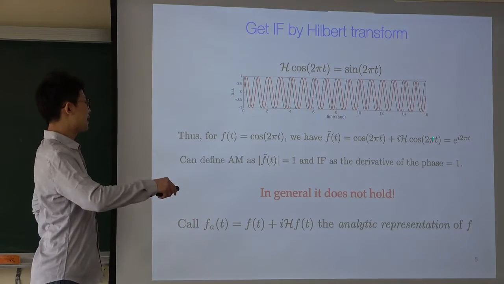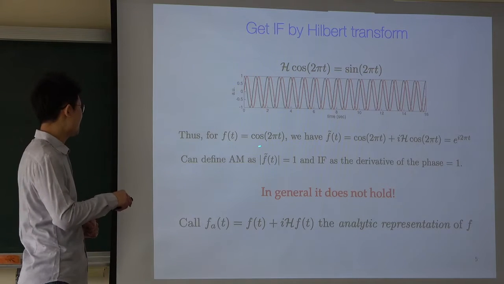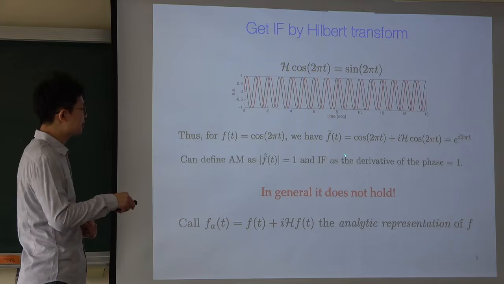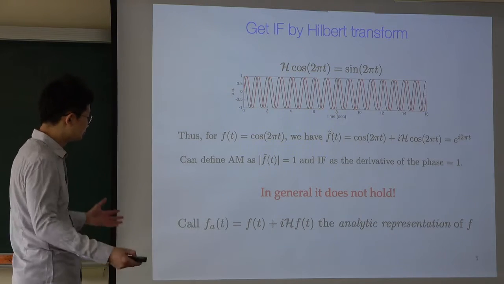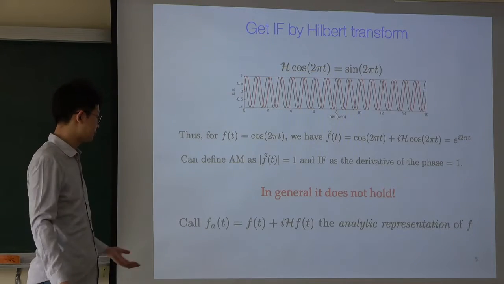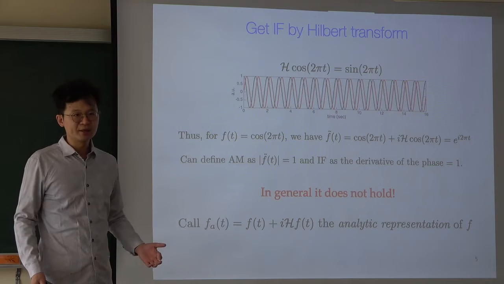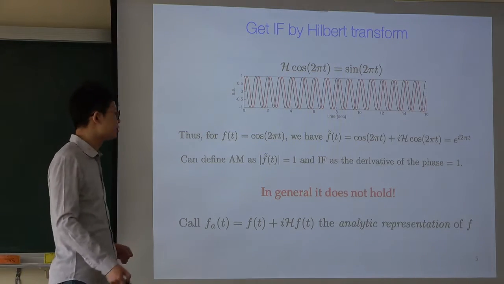So once we get the complex form, then we can get the amplitude modulation by taking the magnitude and get the instantaneous frequency as the derivative of the phase. So that is very good, isn't it? We get instantaneous frequency, we get amplitude modulation. But in general, sorry, it doesn't hold in this way.